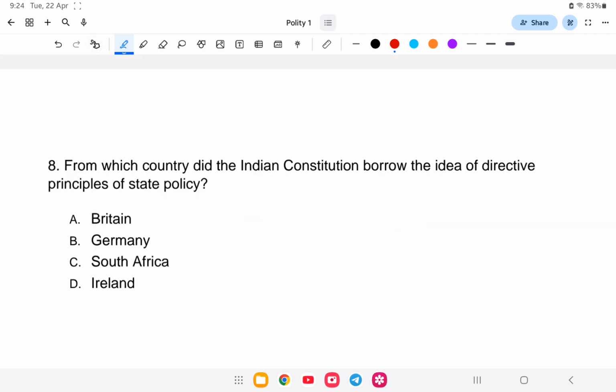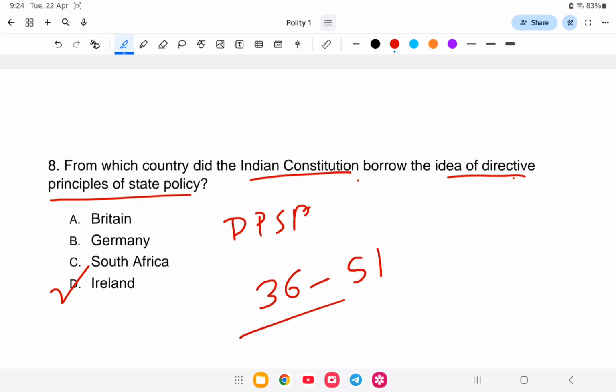From which country did the Indian Constitution borrow the idea of the Directive Principles of State Policy, DPSP? The answer is option D, that is Ireland. DPSP is in Articles 36 to 51 under Part 4 of the Indian Constitution.